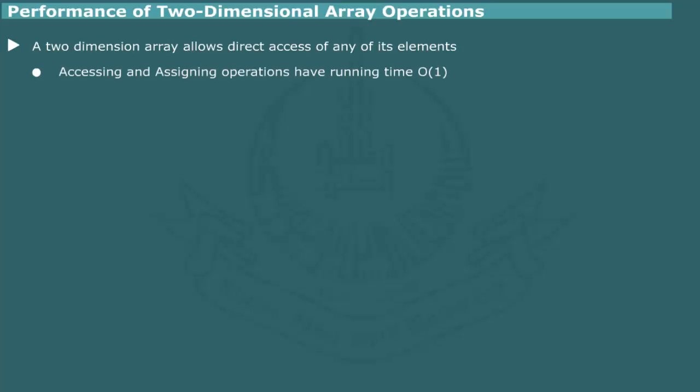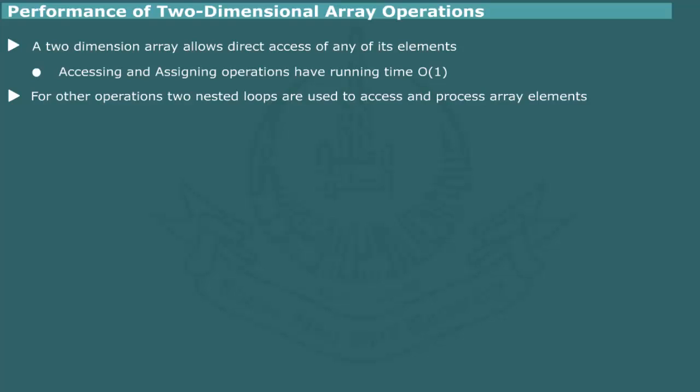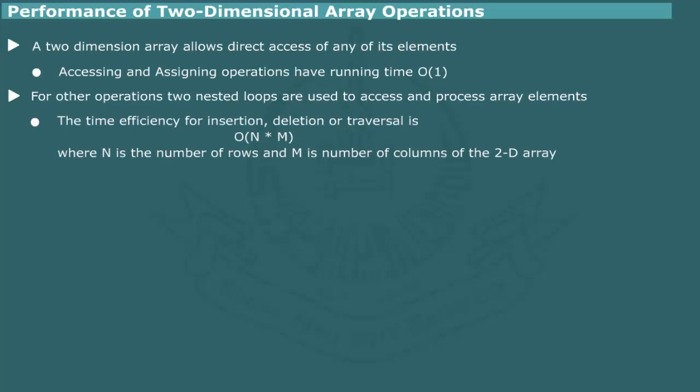Performance of two-dimensional array. A two-dimensional array allows direct access to any of the elements. Thus, accessing and assigning operations have a running time O(1). For other operations such as inserting, deleting, and traversing, generally 2 nested loops are used. If the array consists of n rows and m columns, the loops would involve n times m cycles. Thus, the time efficiency for insert, delete, and traversal is O(n × m).